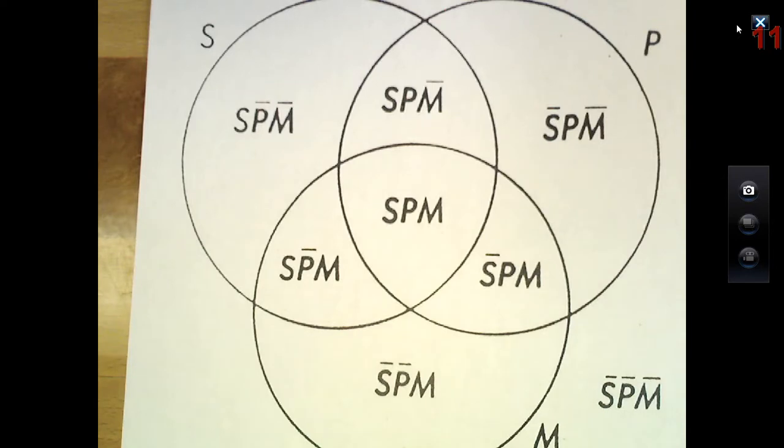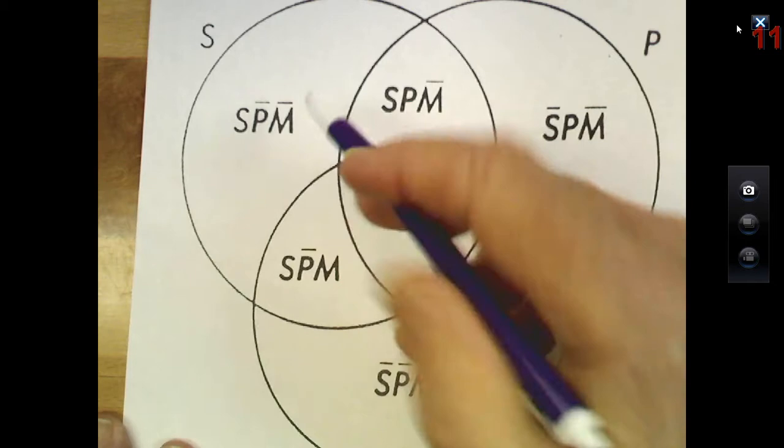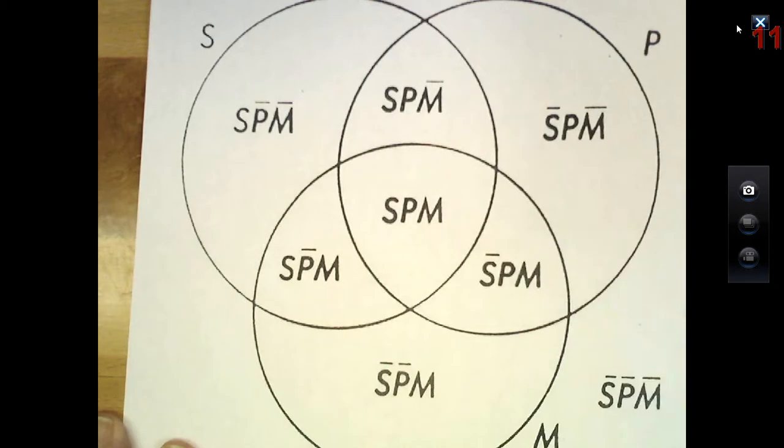Yeah. All right, here's the Venn diagram. Let's diagram the subject term with the middle term, ignoring P. What does it say?